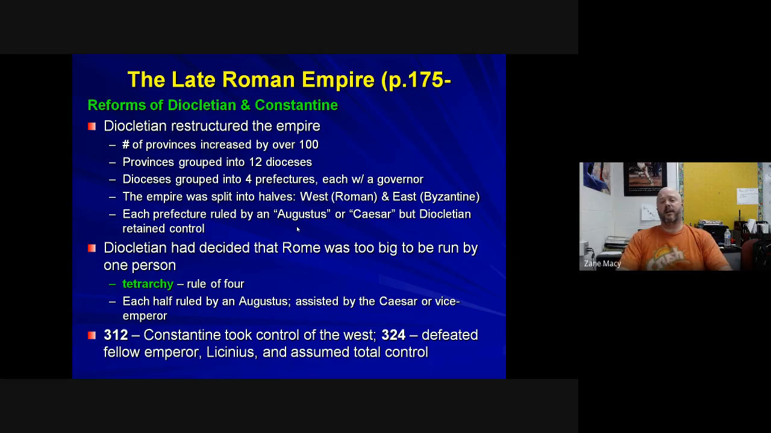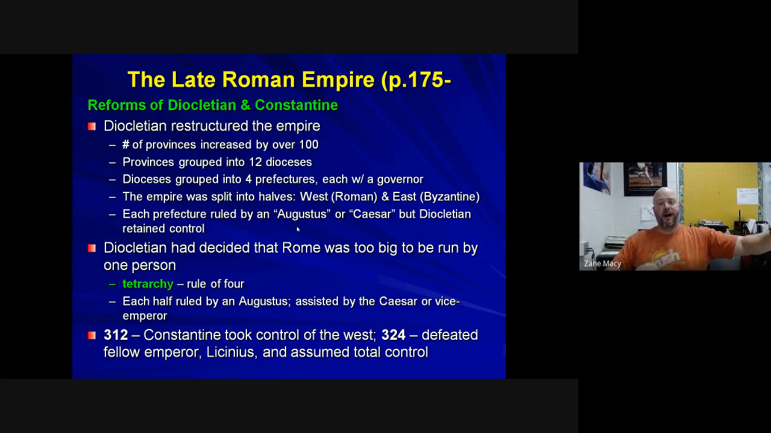Provinces end up getting grouped then into 12 dioceses throughout the empire. And then, of course, you're going to have a magistrate in control of each one of the dioceses. The 12 dioceses get grouped 3 dioceses apiece into 4 prefectures. Each prefecture has a governor. Then the empire gets split into 2 halves. So there were 2 prefectures in the east, 2 prefectures in the west. The empire is split in half.